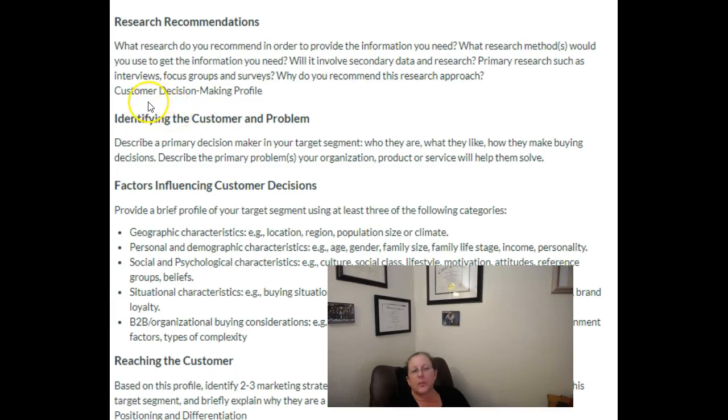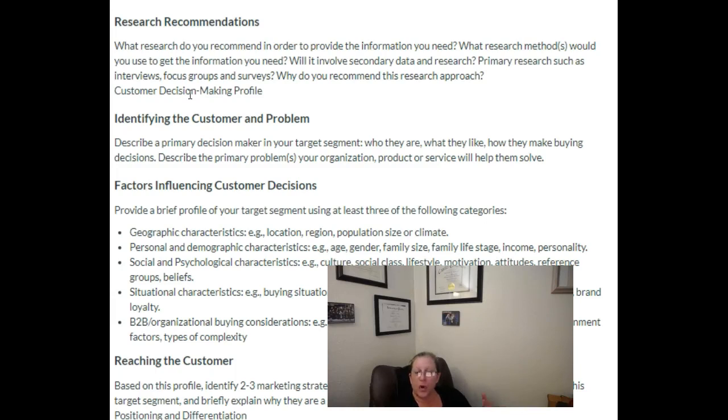And you'll provide a customer decision-making profile. So, when you think about the research and you think about the problem that you want to solve, how are you going to get the information that you need in order to solve that problem? Maybe you need to go out and talk to customers. Maybe you need to do some focus groups. So try to come up with some sort of plan.